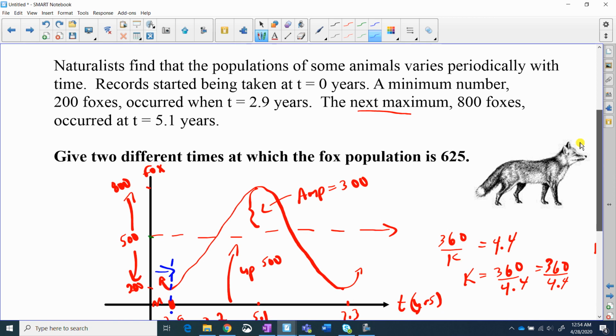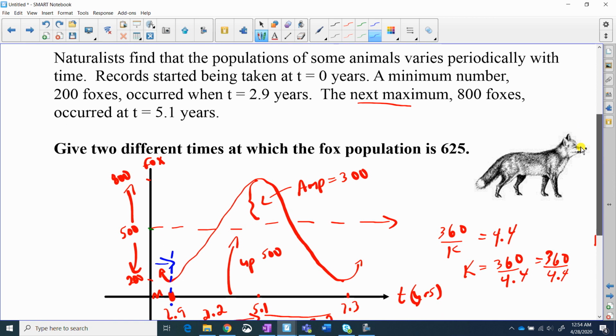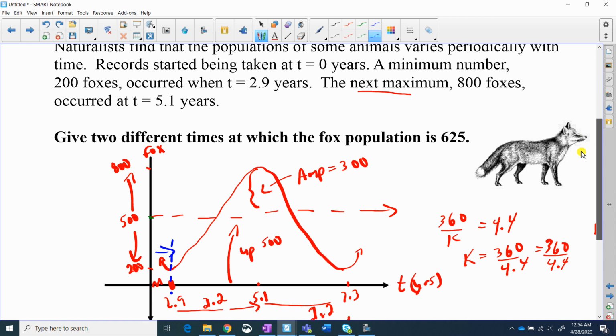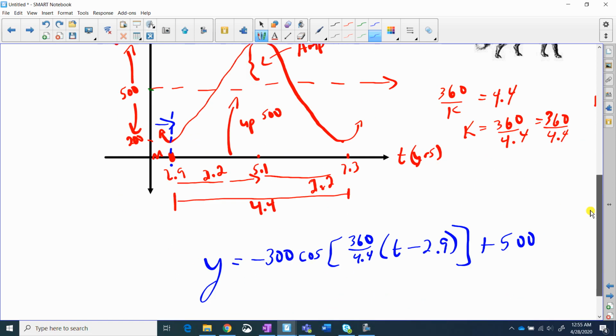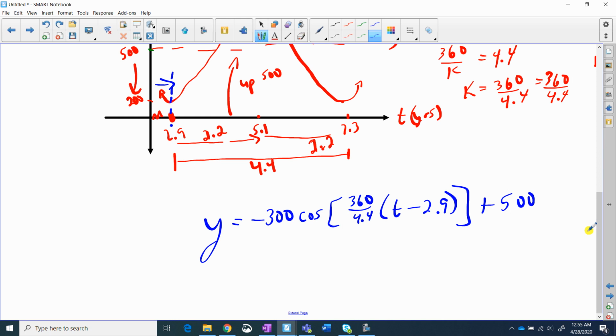This one, now this one gets in, it's asking find two different times when the fox population is 625. I'm actually going to leave that for the next video that I make. That's kind of the last thing in the unit we got to learn how to do. So all we would now do is, let's say I wanted the fox population after, let's just check, after 7 years. Fill 7 in here for T. Put that in your calculator.